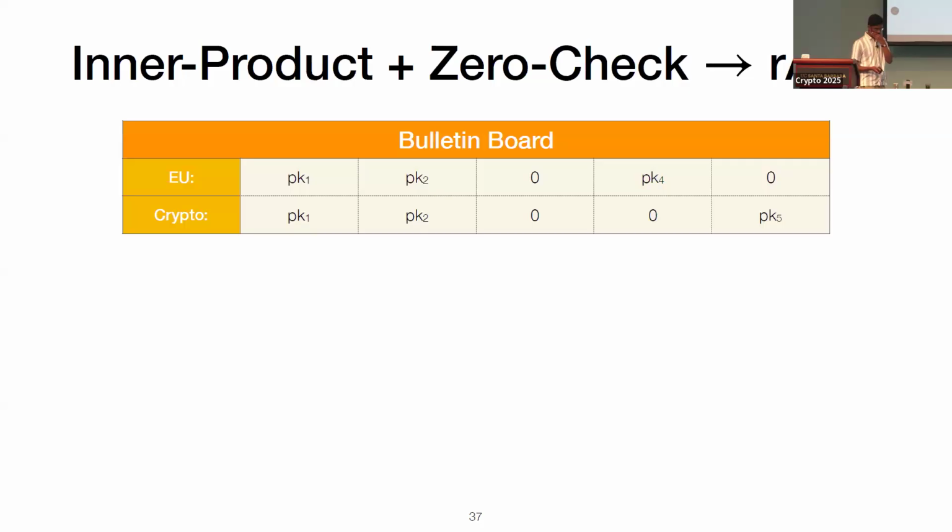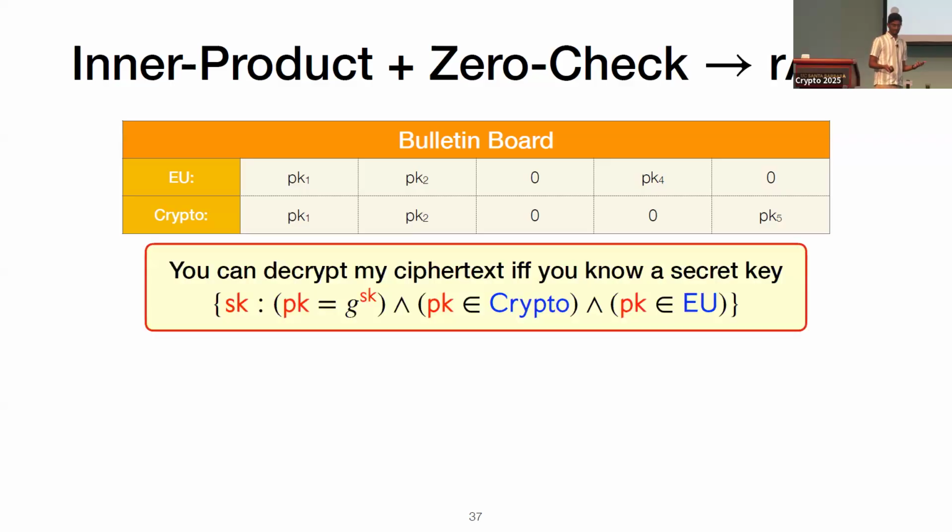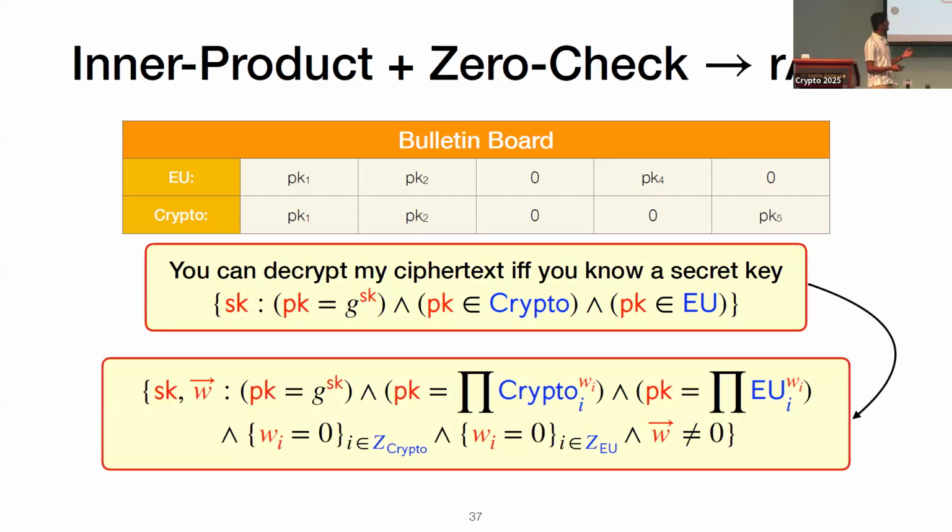Okay, good. So if you had the zero check gadget and the inner product gadget, how would you build registered ABE? The way to do it is essentially to enforce that the witness vector W is 0 at all positions where you have empty slots. And additionally, you're going to use another gadget to say that the W is non-zero, okay? And I claim that this is sufficient to realize registered ABE.